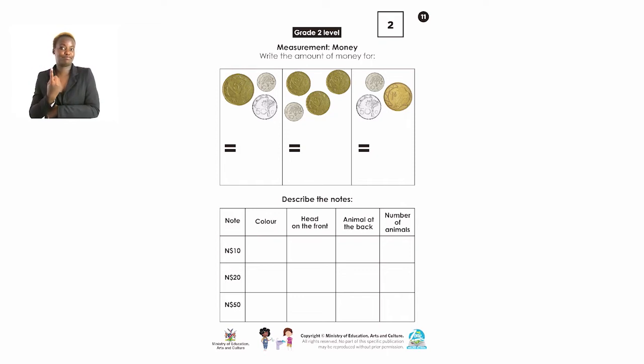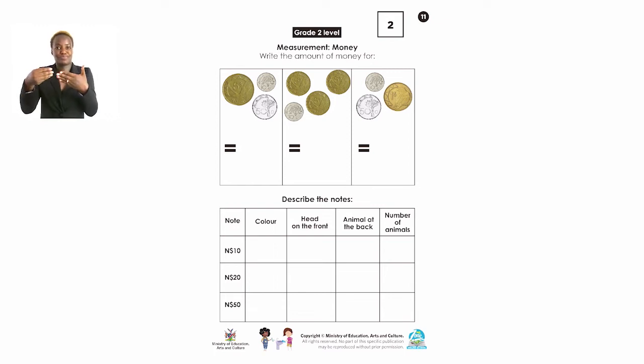Now the third one, I would like for you to do the third one on your own. And remember, when you are dealing with money, ask mommy and daddy to give you some coins to play with, all right? Okay, now let's quickly look at the column there at the bottom about describing the notes.